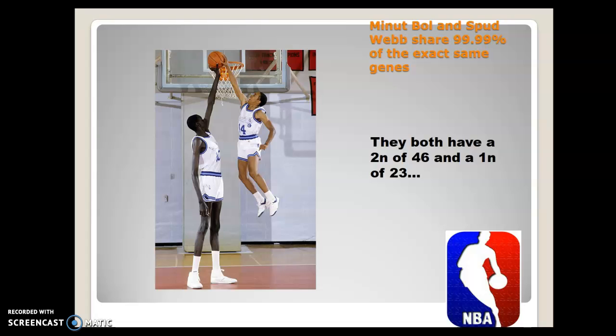These are a couple of basketball players that were in the NBA when I was in high school, Manute Bol and Spud Webb. It's interesting: if you map out the human genome, they share 99.99% of the exact same genes, as do you and as do I. We all share almost the exact same genetic code. The difference is very slight. Their diploid number, shown by 2n here, is 46. Their haploid number, shown by 1n, is 23, as is yours and as is mine.